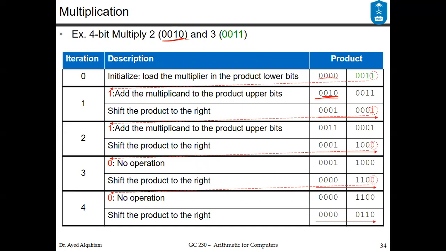And then again, we have 1. So you need to add, which means that you add this number for the product right here with the multiplicand, and you have 1, 1, 0, 0, and then you do the shift. Similarly here, but now in the last 2 stages, we have zeros in the least significant bit of the product. So there is no operation, and you just keep shifting to the right, and you generate at the end the same result.